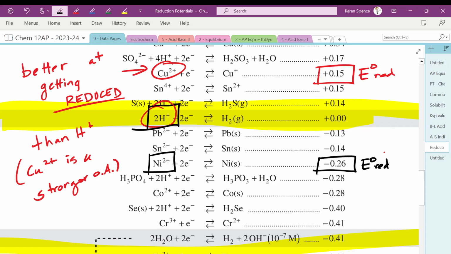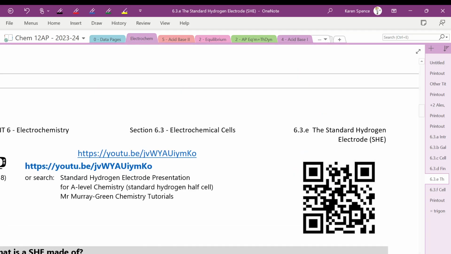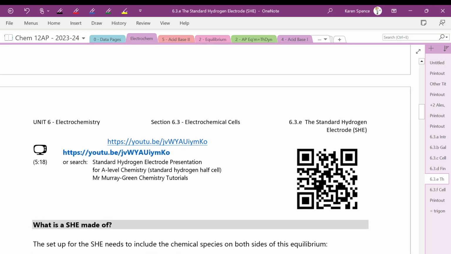Okay, all the values on this table are reduction potentials. E naught red. Better at taking electrons. Yes.